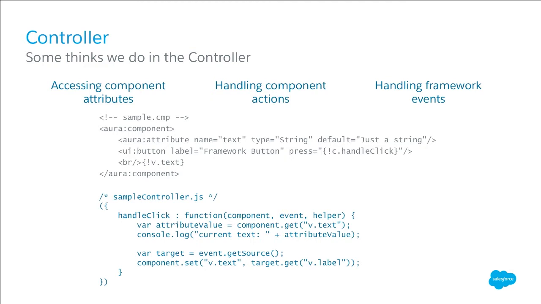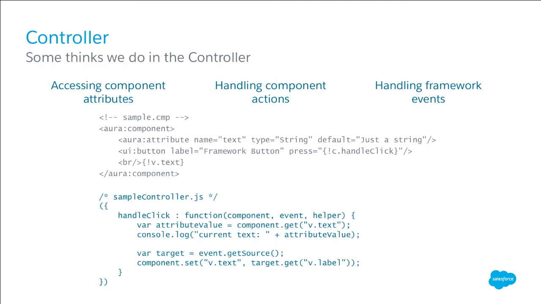So we do that by just getting the target source. So event is also passed into the function. So we have access to the event. And we have a getSource function which gives us the component which fired this event. Since you clicked on the UI button here, that is the component which fired this event. So event.getSource is the UI button. So you get that into a target variable and set v.text with target.get v.label. This is a simple way of manipulating, accessing components and handling actions.